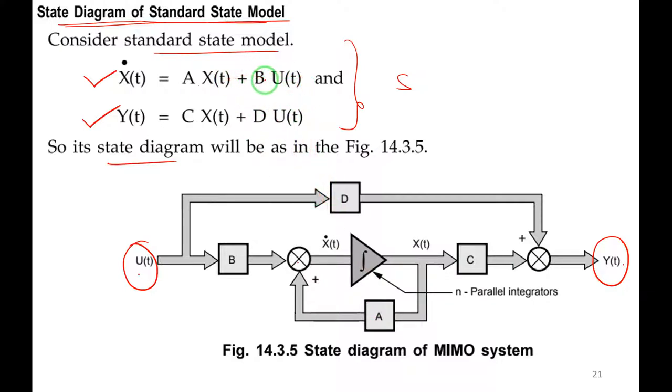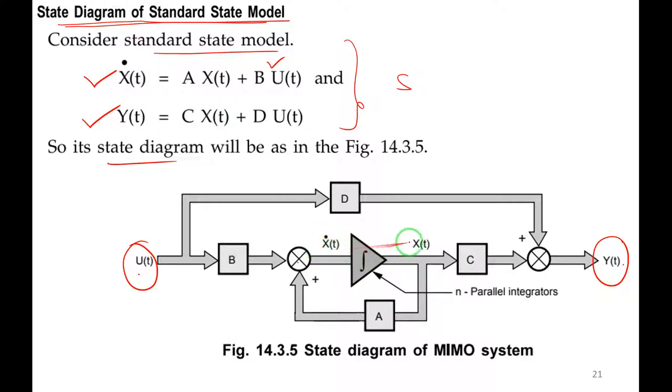So I want b into u of t. So this u of t is here. Just add the b block here. So what is the output? B into u of t I am getting. This is fine. Plus, so I need an adder. B into u of t plus, this is the adder. What I want? A into x of t. So I want x of t. So this is the integrator. So what is the input for the integrator? The state equation x dot of t.